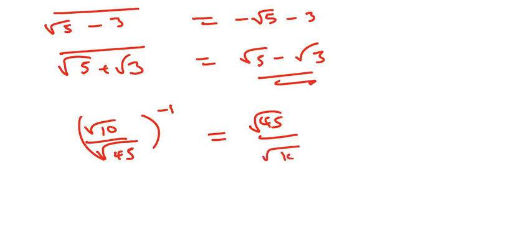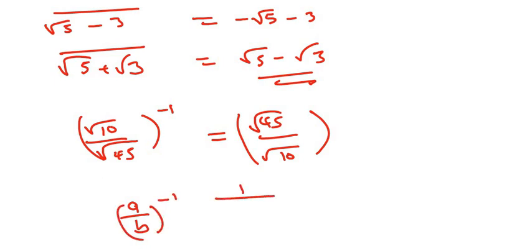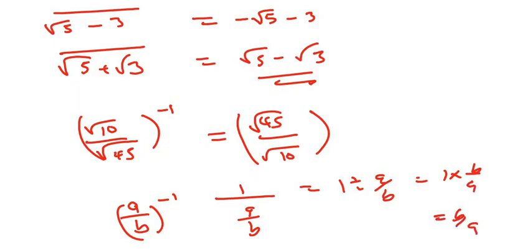So there's root of 10. You notice that I've gotten rid of this, right? If I give you a over b to the power negative 1, this is the same as 1 over a over b, which is the same as 1 divided by a over b, which can be written as 1 times b over a, which now becomes b over a. That's how you get rid of the negative.